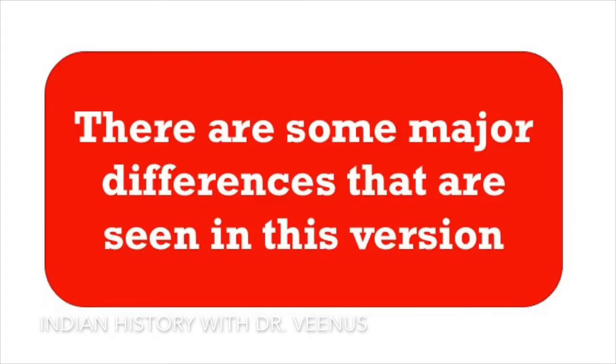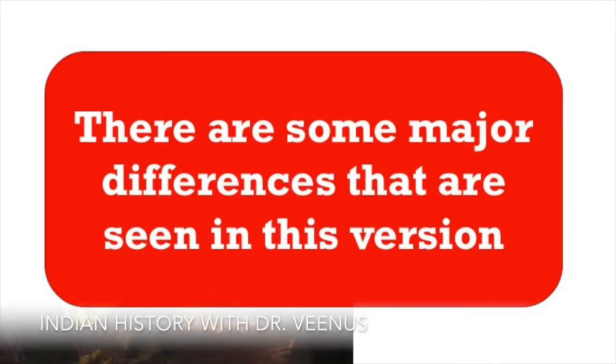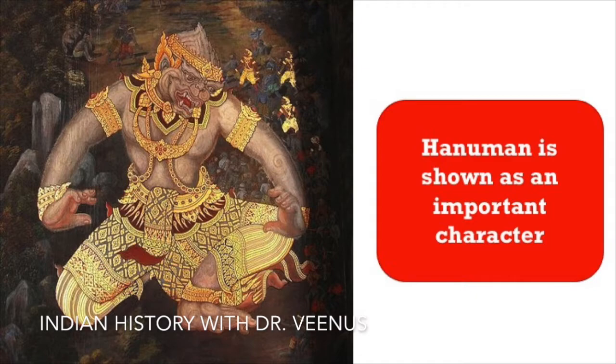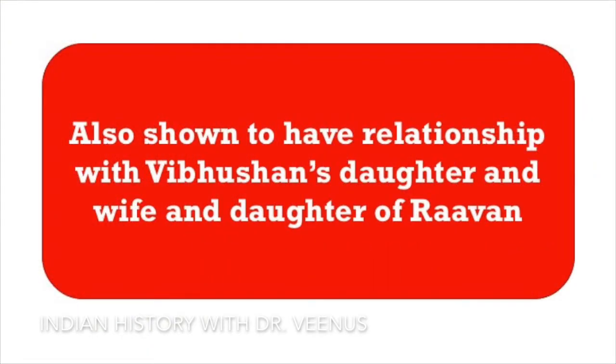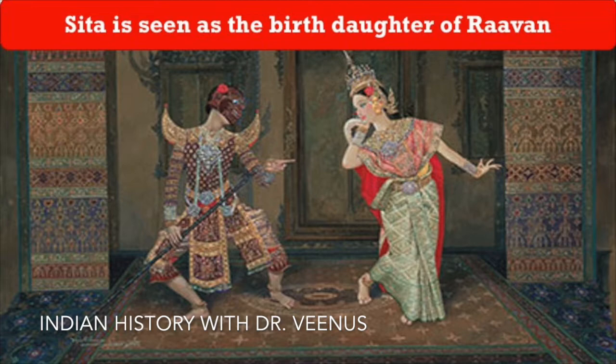There are some major differences that are seen in this version, like Hanuman is shown as an important character more than Ram and is described as a man that seduces and attracts women. He is also shown to have a relationship with Vibhushan's daughter and the wife and daughter of Ravan. Sita is seen as the birth daughter of Ravan.